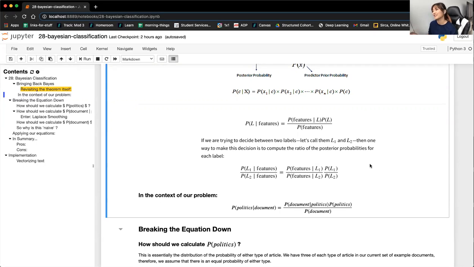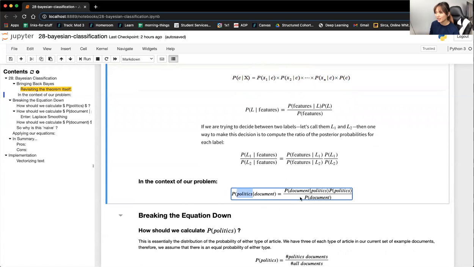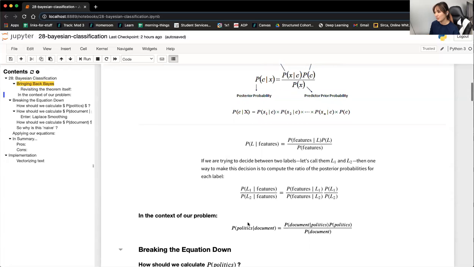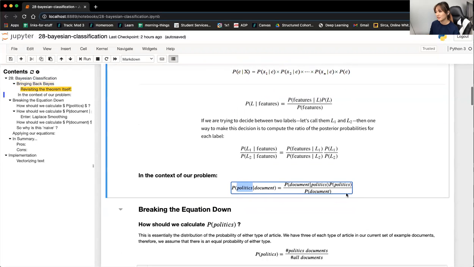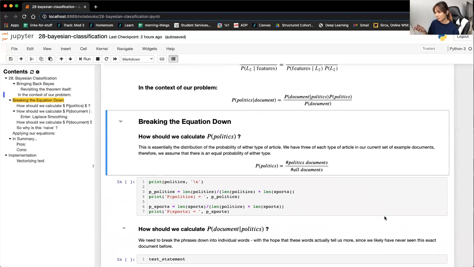I know I shouldn't use L1 and L2 because those are usually our regularization parameters, but that's what it is in this example. So in the context of our problem, given this phrase, world leaders agreed to fund the stadium, what is the probability that it is politics? It will be equivalent to the probability that, given it is politics, the document occurs, multiplied by the probability of politics, and again divided by the probability of the document. But we don't have to compute that because we can equate L1 and L2 both. We can compute the same thing for both politics and sports, and you won't need to compute the probability of the document itself. So just to break it down, let's start with the easier part.